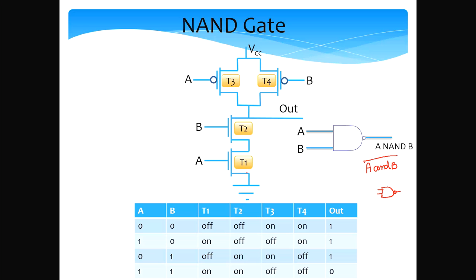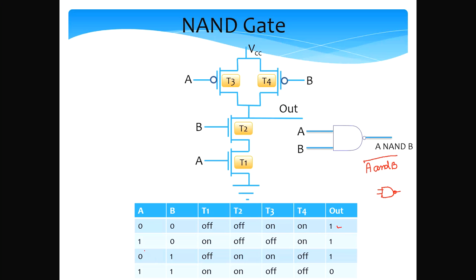So what I can do now is take a look at all combinations of A and B and how this circuit works. If A is 0 and B is 0, both T1 and T2 are off, but T3 and T4, both of them, are on. So basically the voltage at the output terminal will be the same as that in VCC. So as you see, the output voltage is 1.